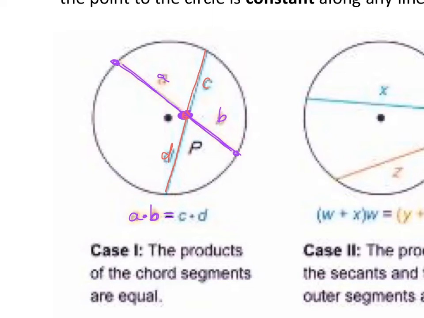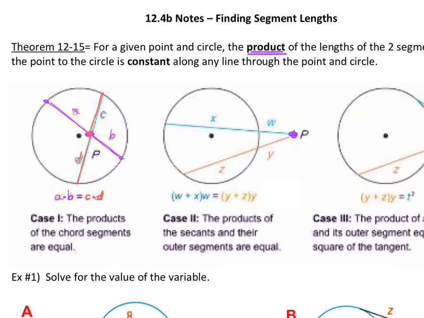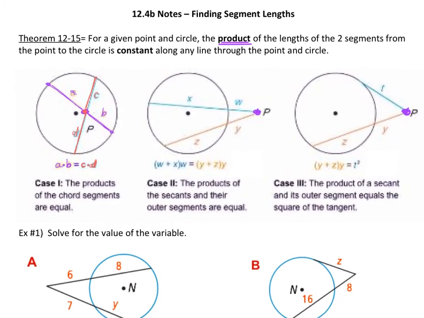So from the point to the circle here is C, and then if you go the other way with it, to the circle here is D. So it's A times B equals C times D. Okay, AB equals CD. So you're multiplying them. Now, this looks totally different, but it's actually the same idea.